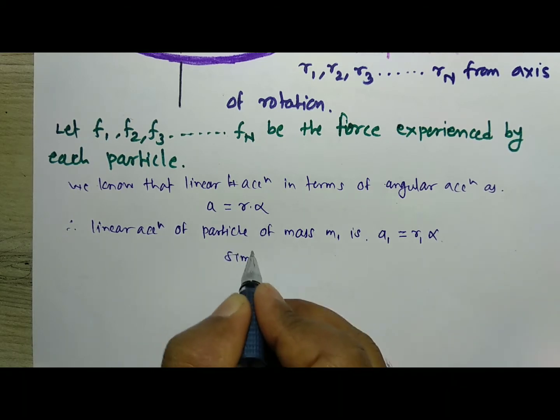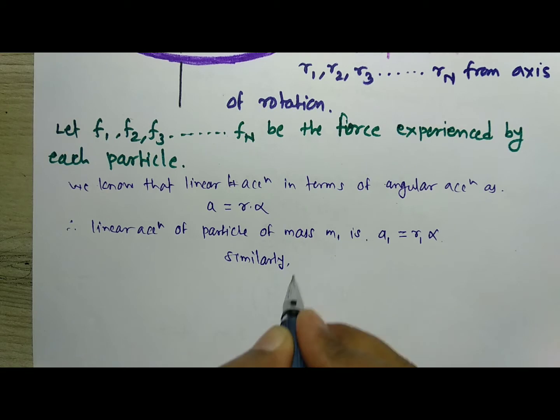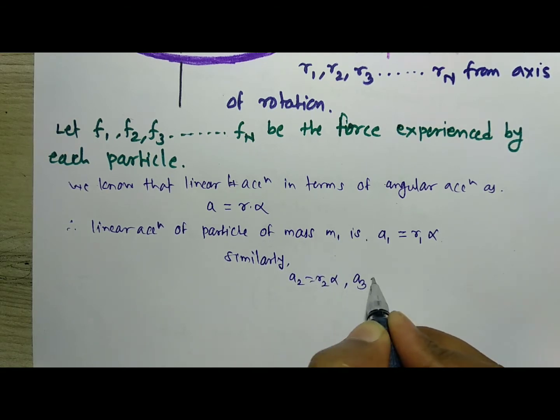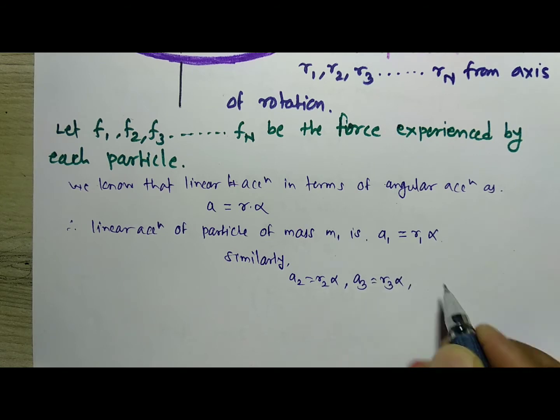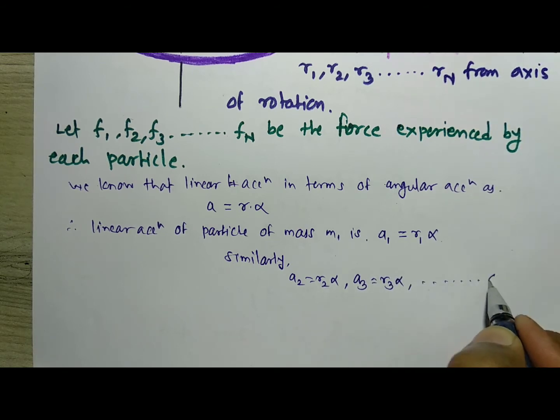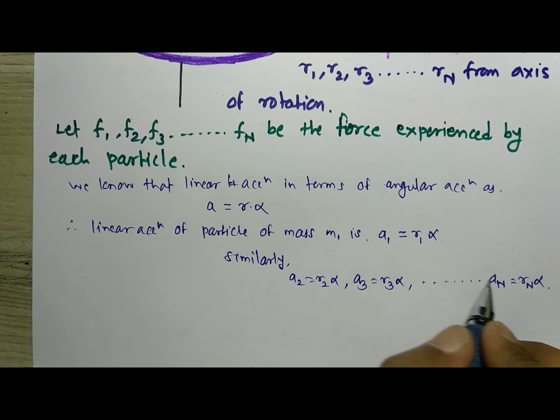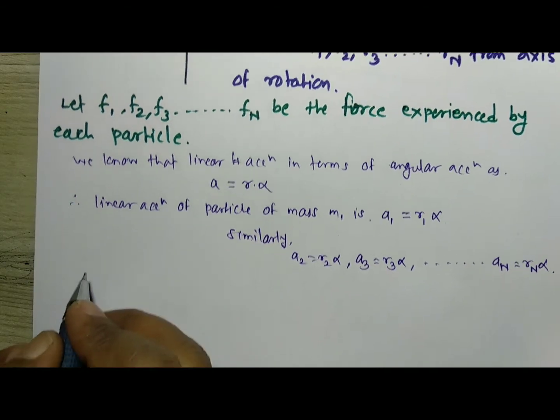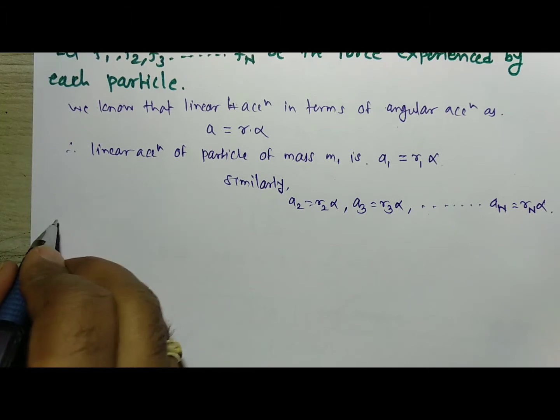Similarly, a2 is equal to r2 alpha, a3 is equal to r3 alpha, and so on up to an is equal to rn alpha. By using that acceleration, you can get the force experienced by each particle according to Newton's second law.